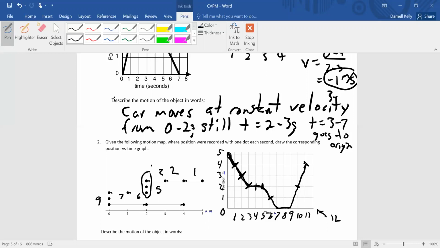Okay, what I'd like you to do on your CVPM, constant velocity particle model, I want you to calculate the slopes everywhere and write them down as velocities. Take a minute to do that.